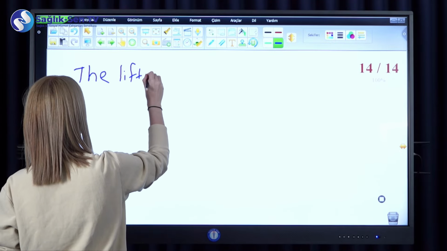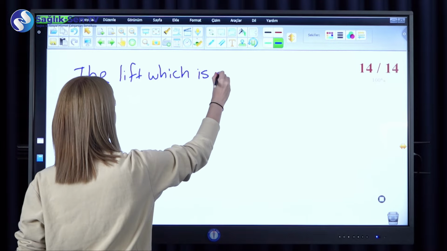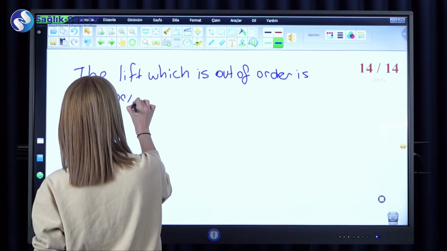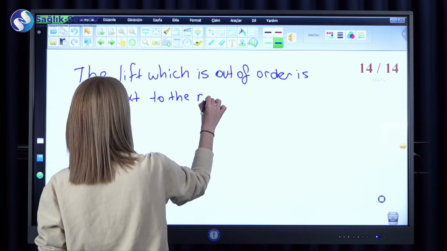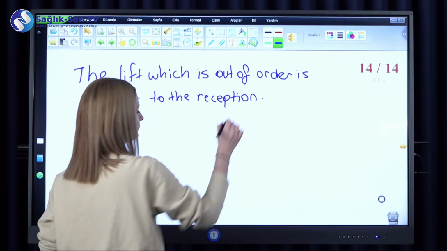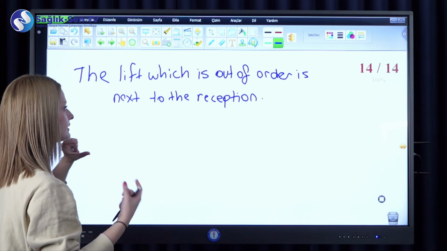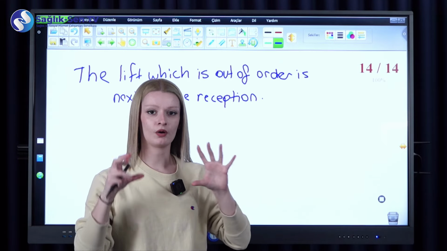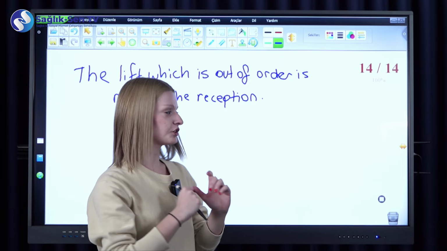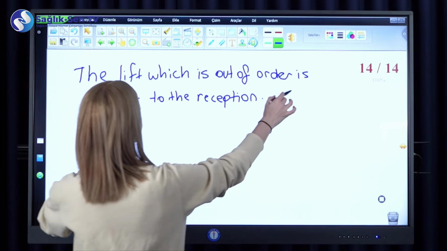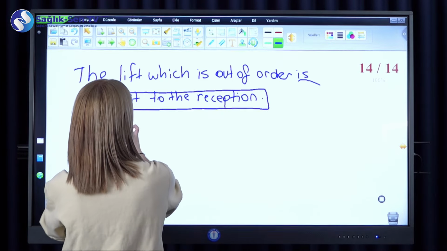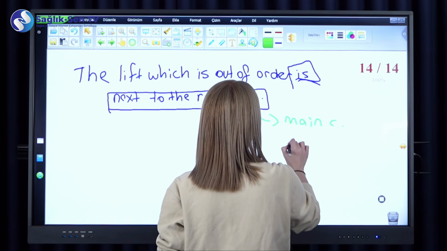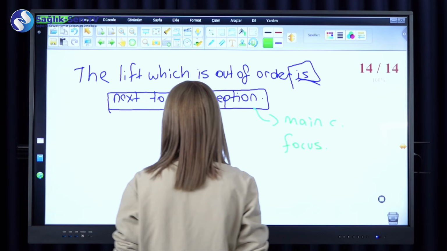The lift, which is out of order, is next to the reception. Now here, I changed the places of the relative clause and main clause and drew attention to the second sentence actually. The lift being next to the reception now is my main clause and the focus of my sentence.